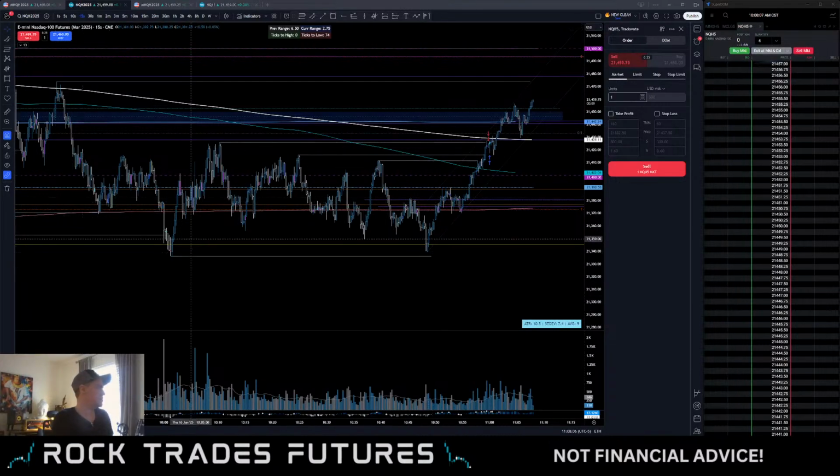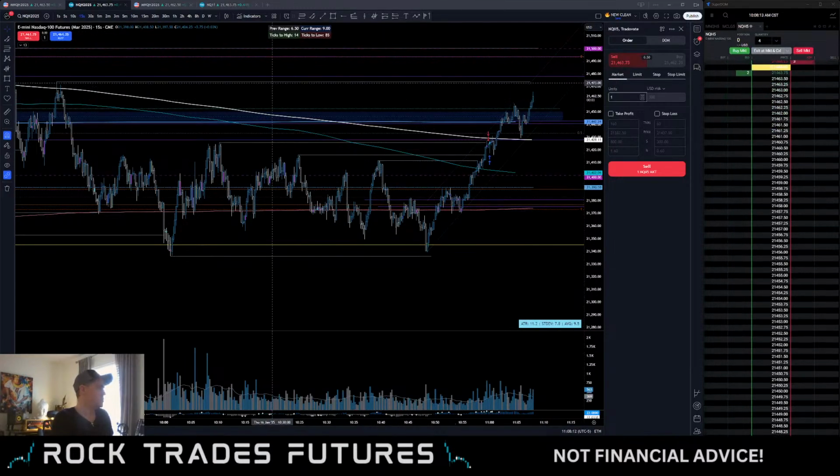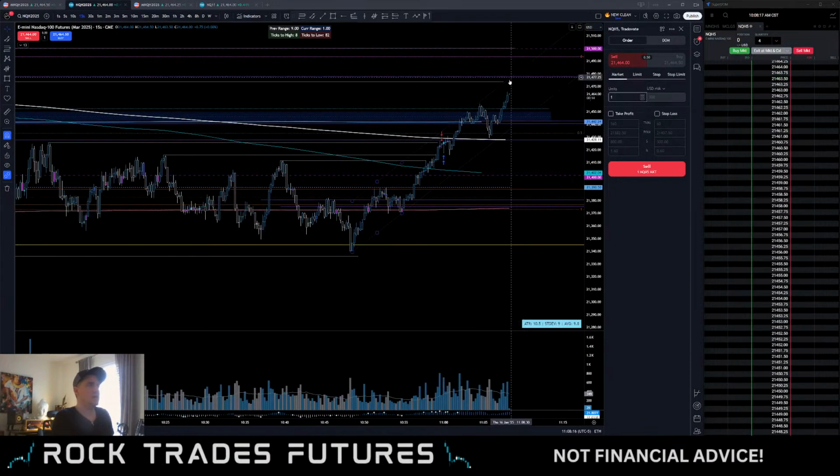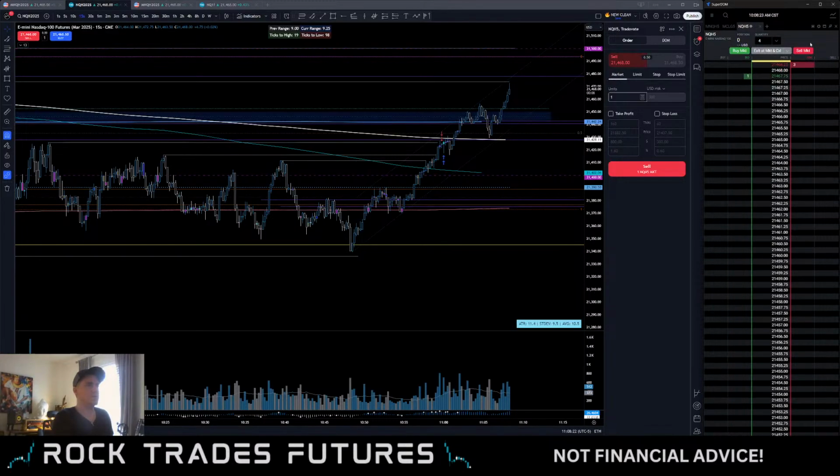Double bottom pin bars here. Pushing back up to where exactly? We don't know yet. Top of this channel, taking this liquidity. Definitely price is oversold a little bit.